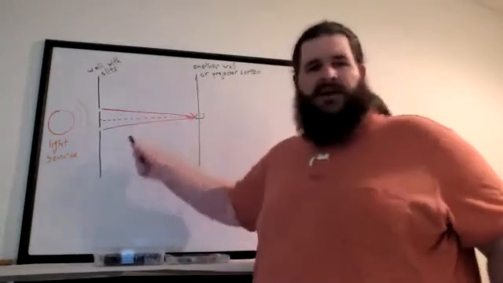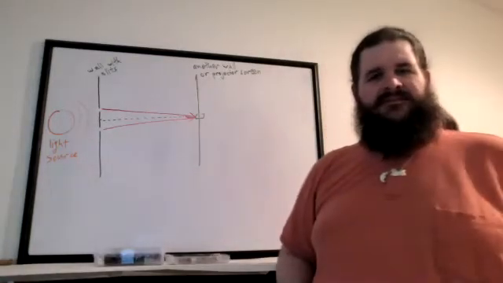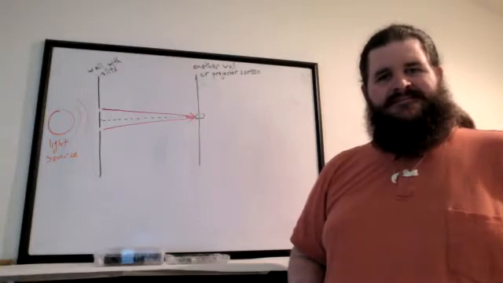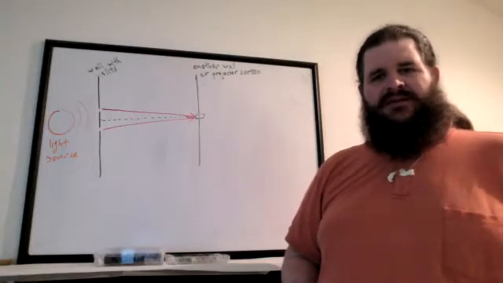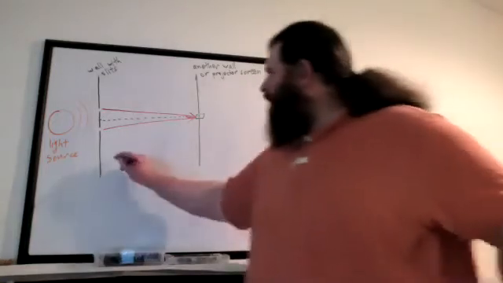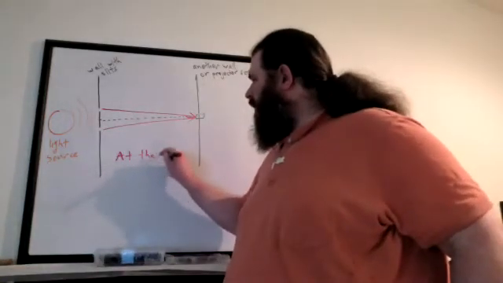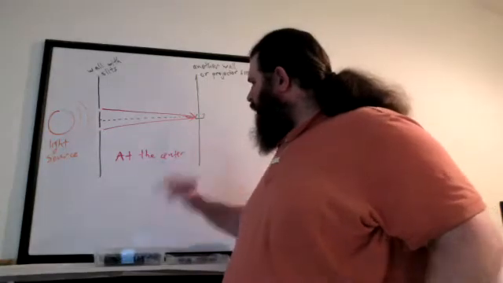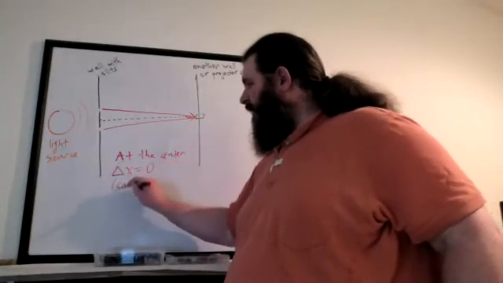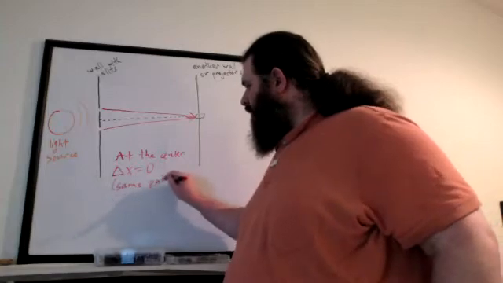And what do you notice about those two paths? Is there any difference between those? They're equal? Yeah, they're equal distances. So at the center, delta x equals 0. You have the same path length.